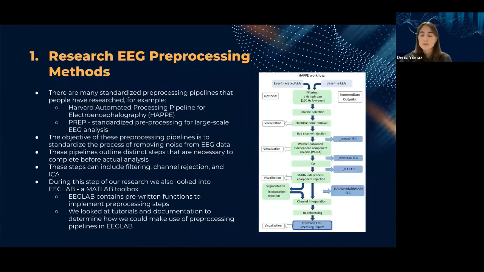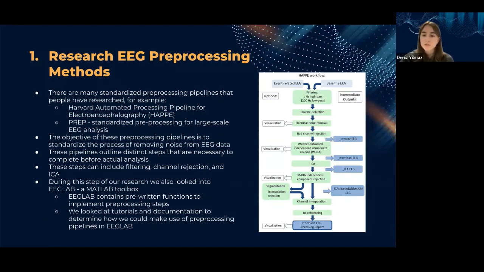The objective of these preprocessing pipelines is to standardize the process of removing noise from EEG data, since this commonly differs between researchers. These pipelines outline distinct steps that are necessary to complete before actual analysis, and an example of what these steps might look like is on the flowchart to the right. Some of the steps include things like filtering, channel rejection, and ICA.